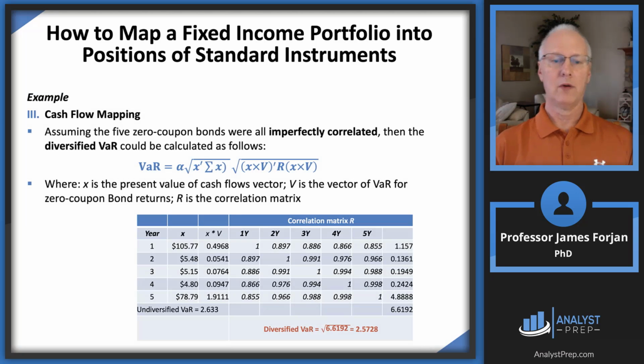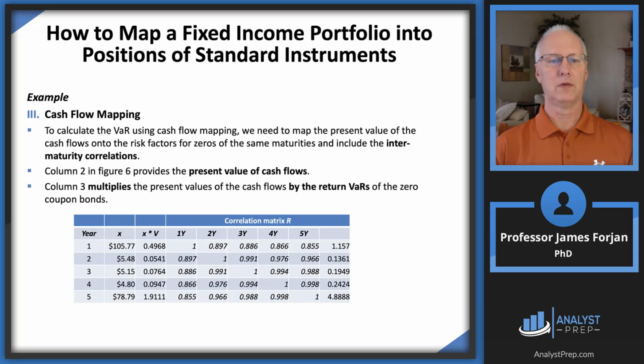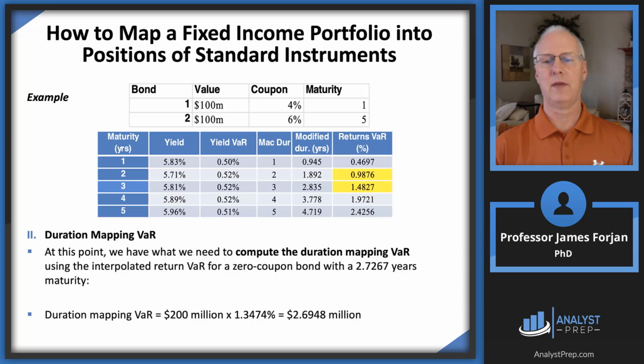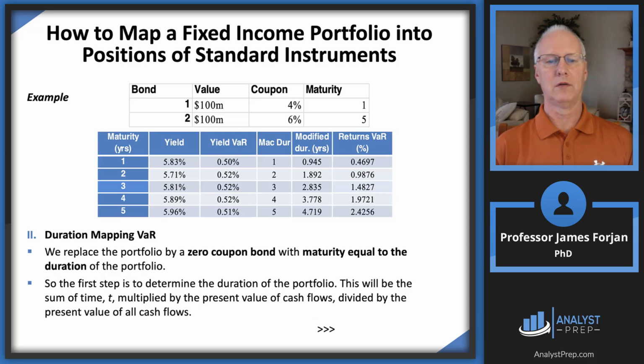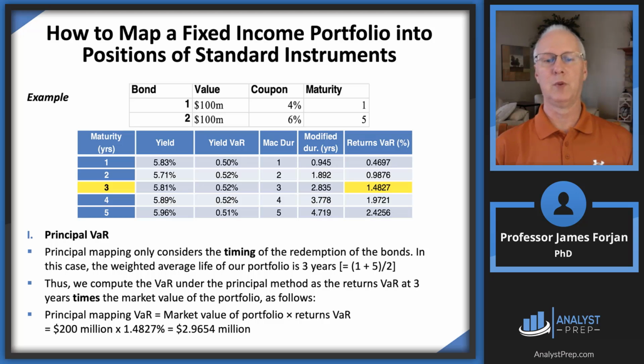In summary, we have an undiversified value at risk of 2.63. Now remember, that undiversified value at risk is when those bonds are perfectly correlated. So then we ask the question, what about if they're imperfectly correlated? And that's why we computed the diversified value at risk at 2.57. All right, so let's compare that to, where were we back here? So here's our duration mapping 2.69. Here is our principal mapping 2.96.